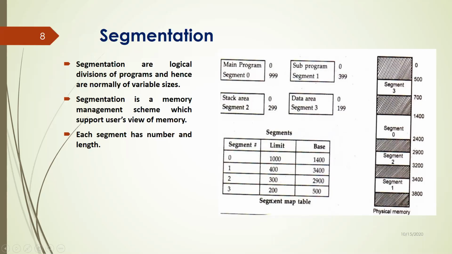If you want, you can keep it. So this is a segment map table. So how is this related with this physical memory? You need to see the address, right? So whatever address is mentioned here, that address you need to write over here.